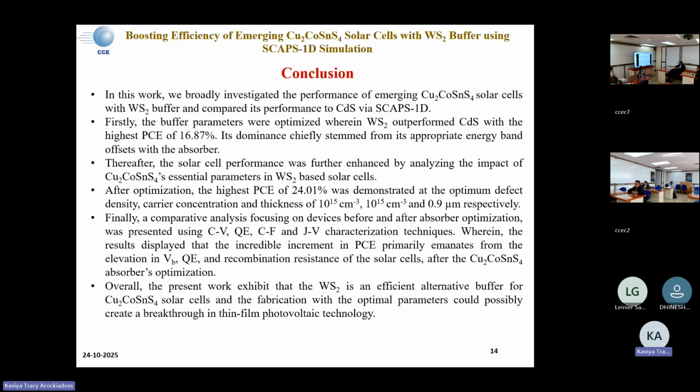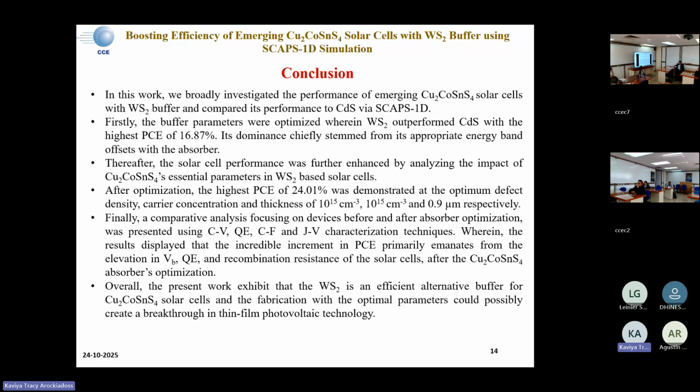In this work, we investigated the performance of copper cobalt tin sulfur solar cells with a WS2 buffer, and we also compared its performance with cadmium sulfide. First, we found that this WS2 buffer outperformed the CdS with a higher efficiency of around 16.87%, showing its potential as an alternative buffer for these solar cells. And then we optimized the absorber parameters, and after the optimization, an incredible increase in the efficiency of around 8% is achieved.